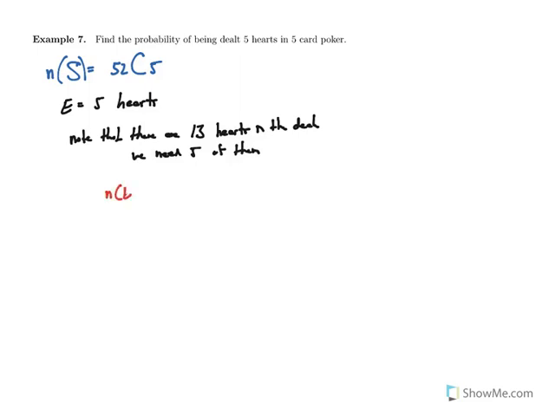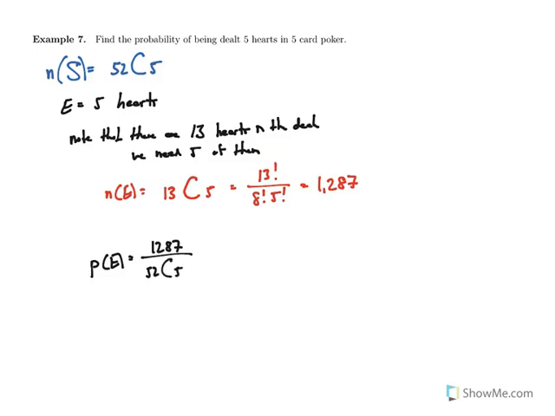So here, the size of E is going to be 13 total choices, and we're going to choose 5. It's 13 factorial over 8 factorial times 5 factorial, which is exactly 1,287. And that's all of our options. So here, our probability is going to be 1,287 over 52 choose 5, which comes out to be about 1 in 2,000.